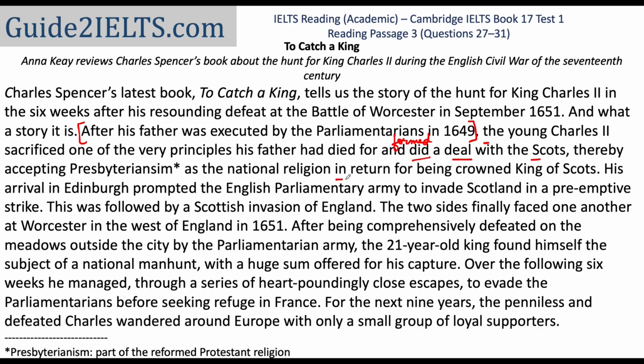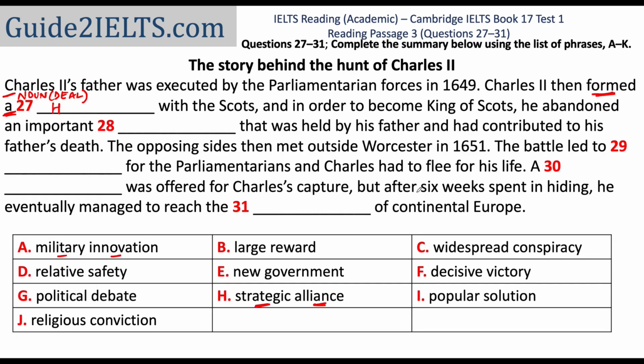If we continue reading the sentence in the passage, we see that the deal with the Scots was in return for being crowned King of Scots. So it was a strategic deal or a strategic alliance. Let's move on to the 28th question now. In order to become King of Scots, he abandoned an important blank that was held by his father.